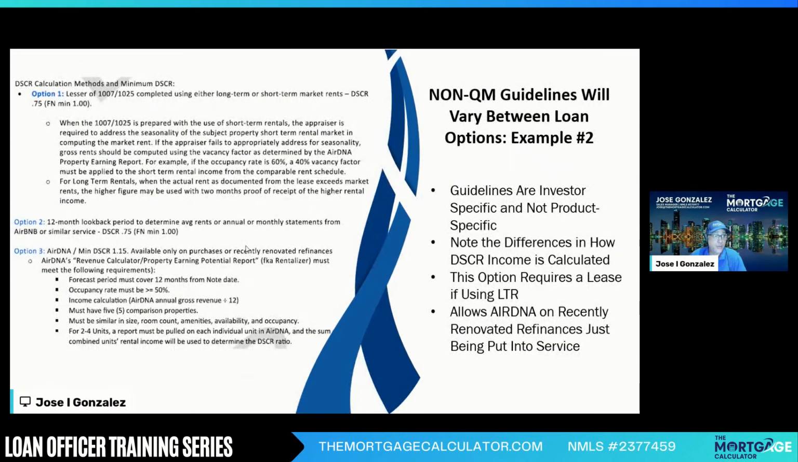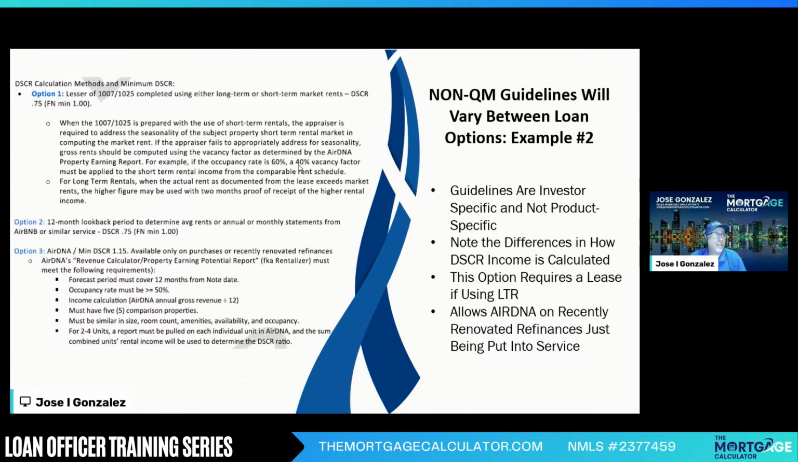However, this one here lets you use the AirDNA on a refi if the property was just put into service, right? An unseasoned rental. So maybe you didn't use AirDNA for the purchase, but now you can use it for the purpose of whatever you need to qualify now. So there are different options on how to do that, but definitely differences. For example, this one here, I think it has a different kind of haircut on the short-term rental income, or it may depend on the vacancy factor.